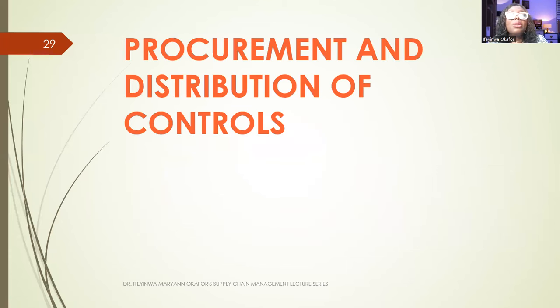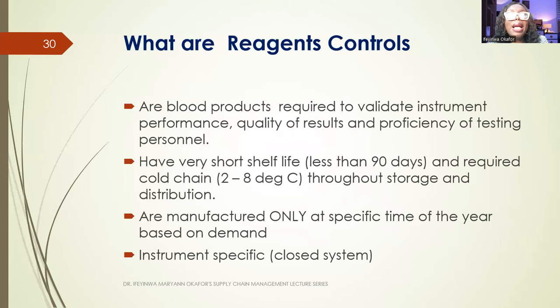Okay. Now let's look at procurement and distribution of controls. What are reagent controls? Reagent controls are products required to validate instrument performance, quality of results, and proficiency of testing personnel.